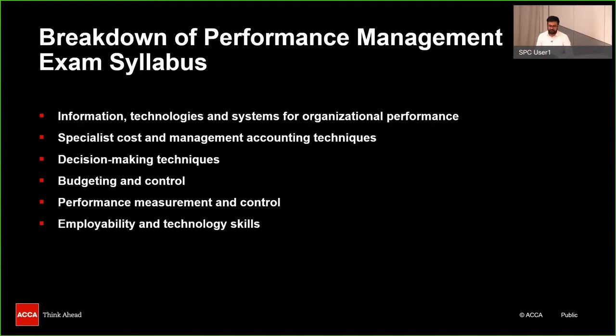Second one, we have specialist cost and management accounting techniques. Here we're going to cover different types of costing techniques like target costing, life cycle costing, activity-based costing. And the objective of all of these techniques is just to calculate the cost of a product or service.